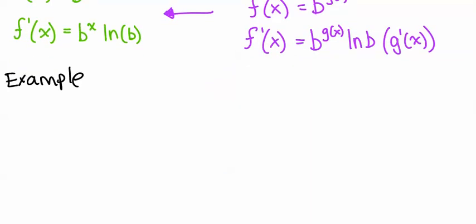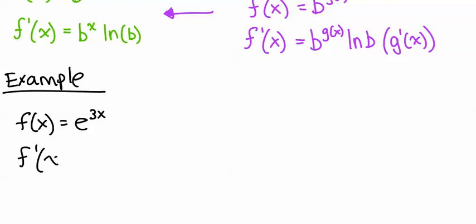Example. So let's say we wanted to find the derivative of e to the 3x. So to find that derivative, we just follow our derivative rules. So the derivative of e to the x is just e to the x. So we just write e to the 3x, and then we multiply it by the derivative of the inner function, which is 3x. So the derivative of 3x is just 3, so we can write that as 3 e to the 3x.